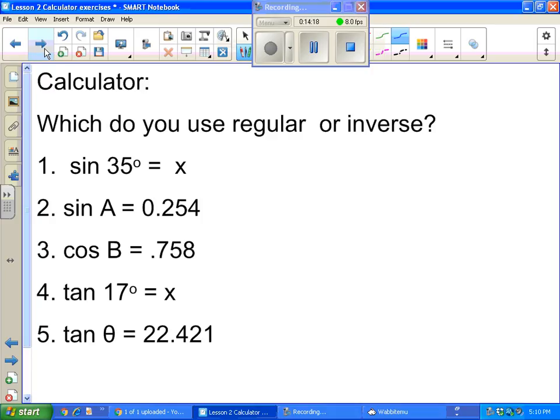All right. Now, just to see how we can do on knowing when to use regular versus inverse, I want you to pause, and I want you to actually write down maybe on the side of that homework paper or on the side of any scrap or notebook paper, and I want you to ask yourself, if I saw number 1, sine of 35 degrees equals X, would I press the regular sine button, or would I go second because it's an inverse? Okay, so I want to know, is it regular or inverse? So pause the video, see what you come up with, and see if you get the right answer.